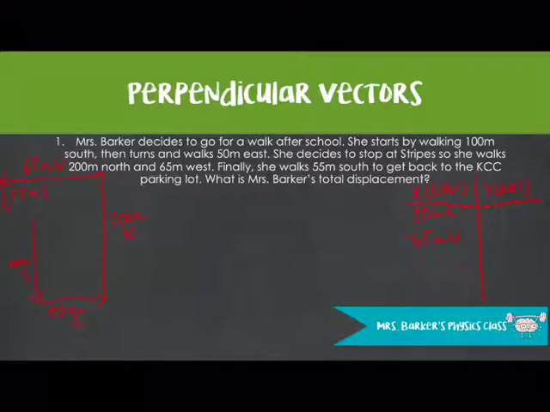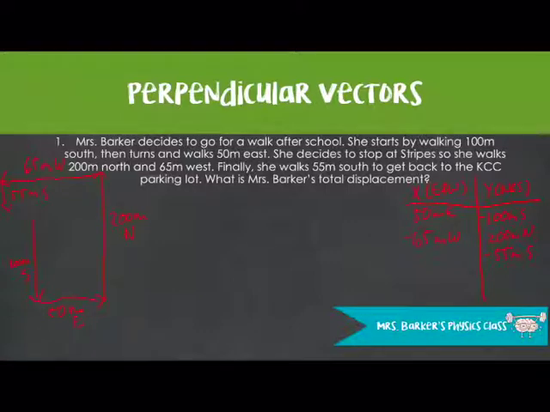And then we're going to look at our north and south, our y direction. So I have 100 meters south, then 200 meters north, then 55 meters south again. And again, I'm going to pick one of these, so let's pick south to be negative. So I'm going to go ahead and find what the total displacement in the x and y components are, and then I can use that to draw my triangle and find the actual total displacement.